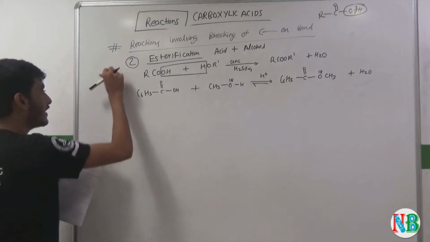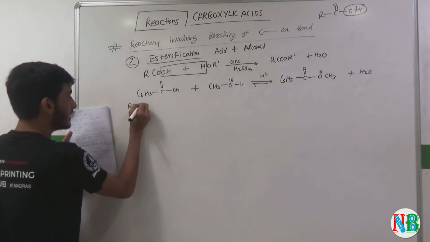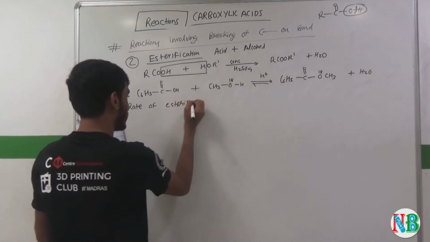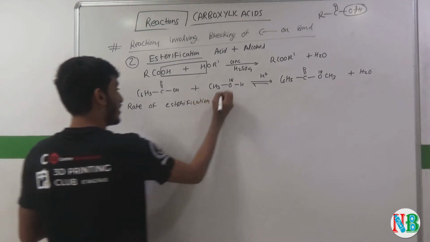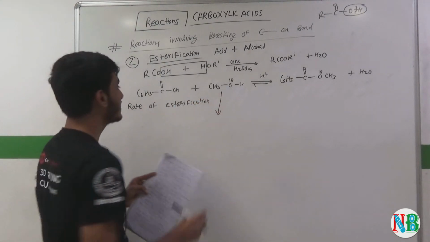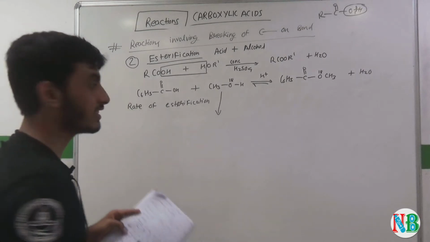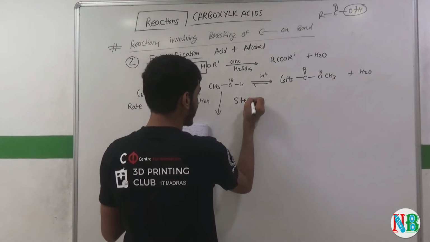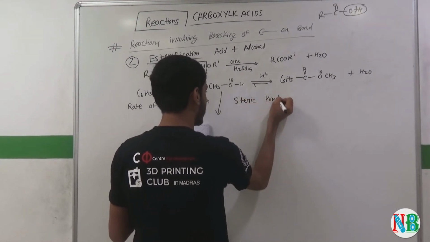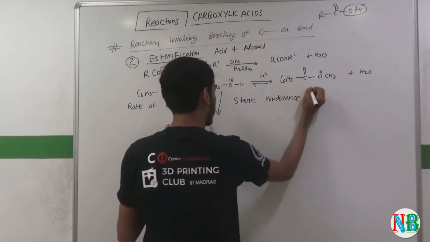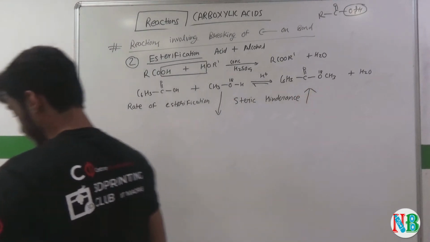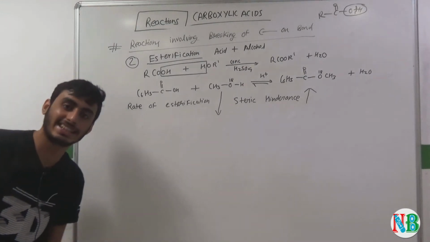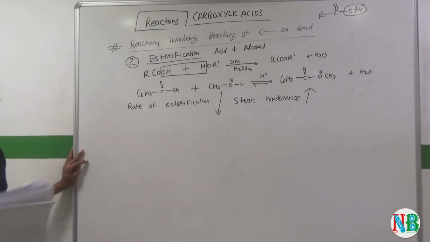Now if we compare the rate of the reaction, we see that the rate of esterification reduces as the size of the R group increases, thus hindrance increases. So as the mass of the acid or the alcohol increases, the rate of the reaction decreases.